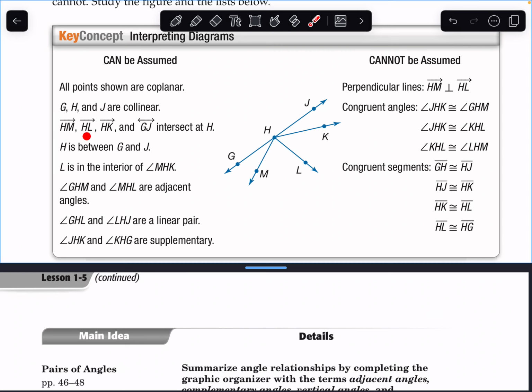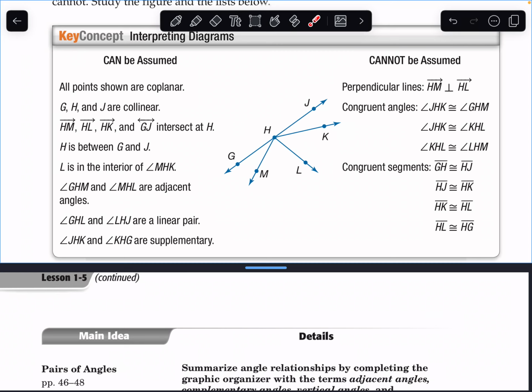Ray HM, ray HL, ray HK, and line GJ intersect at H. I don't really see how they could otherwise. So if it looks like they all go through the point, then they go through the point. Point H is between G and J, absolutely.